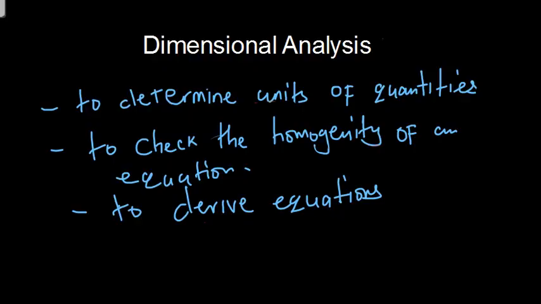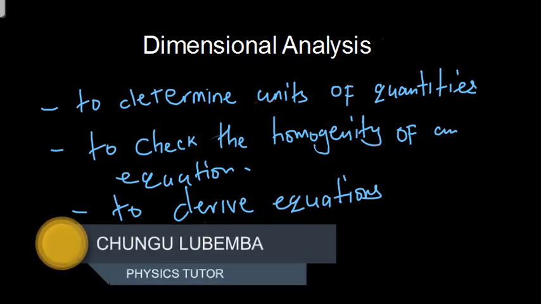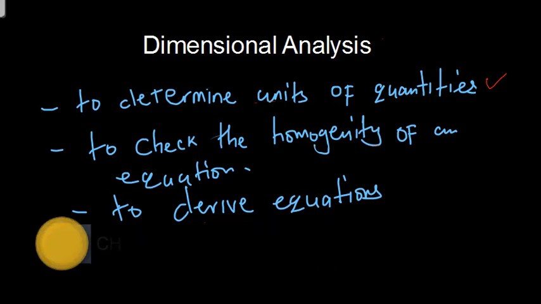In this video, we continue looking at dimensional analysis. In the previous video, we had established one use of dimensional analysis, which is to determine the units of physical quantities. In this video, we shall look at how to check the homogeneity of an equation using dimensional analysis. So in this video, we focus on the checking of the homogeneity of an equation.